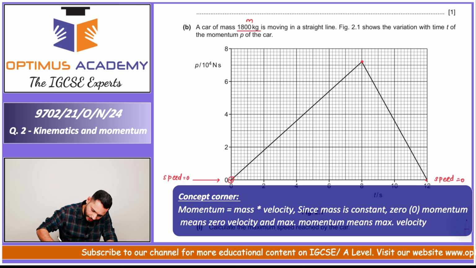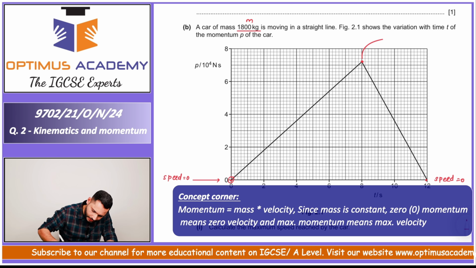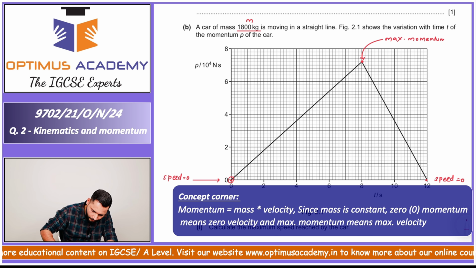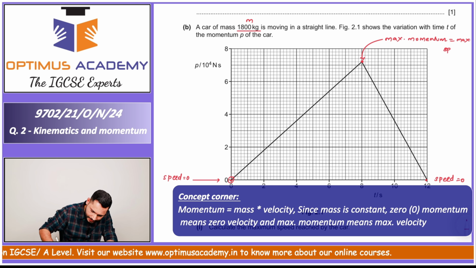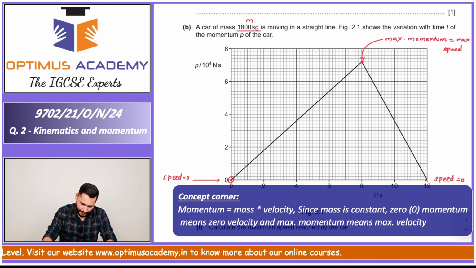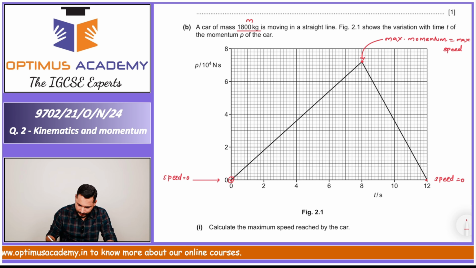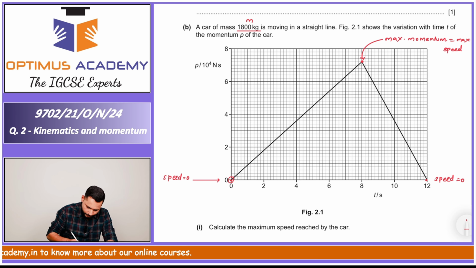Whereas at this particular point, the object shows maximum momentum, meaning at this point the object will have maximum speed. Also, if we see the x-axis, it is time and the y-axis is momentum.